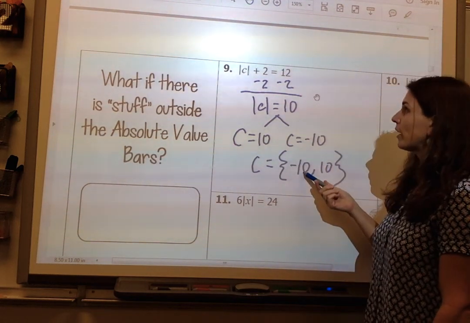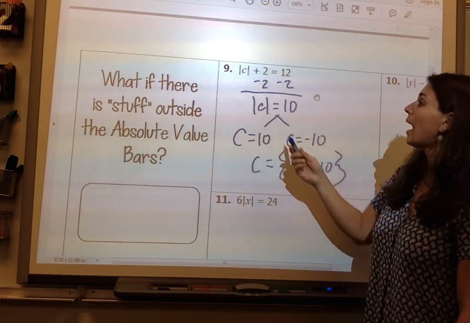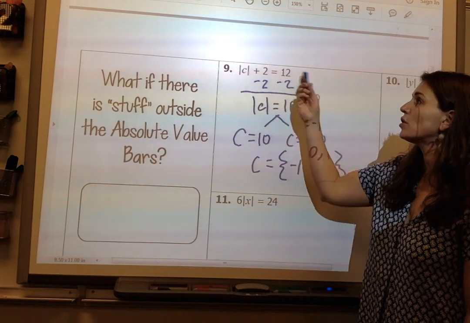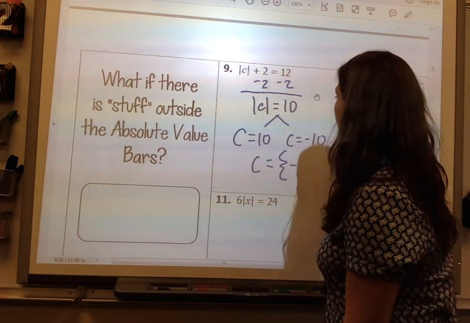And then, of course, you can check your answer. Absolute value of negative 10 is 10. 10 plus 2 is 12. Absolute value of 10 is 10 plus 2 is 12. So that checks out. Let's take a look at number 11.